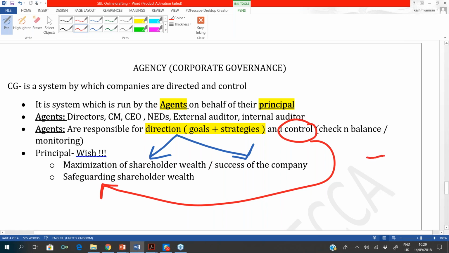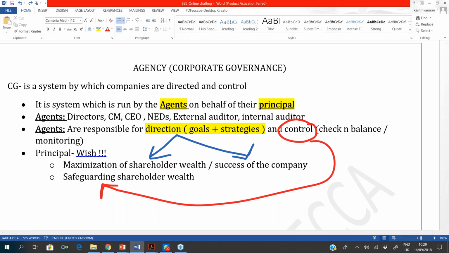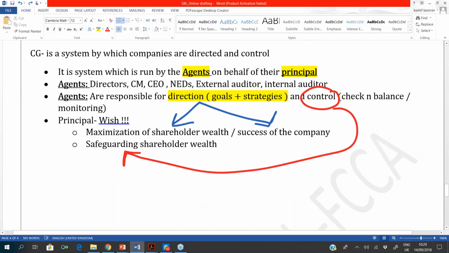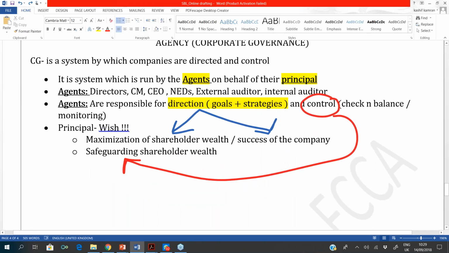Is that clear to everyone? So is the system run by the agent on behalf of the principal? Is that true? And the agent is responsible for direction and control. Direction brings the wealth, direction brings the success, and control brings the safeguarding. And whose wish is that? The shareholder, the principal.